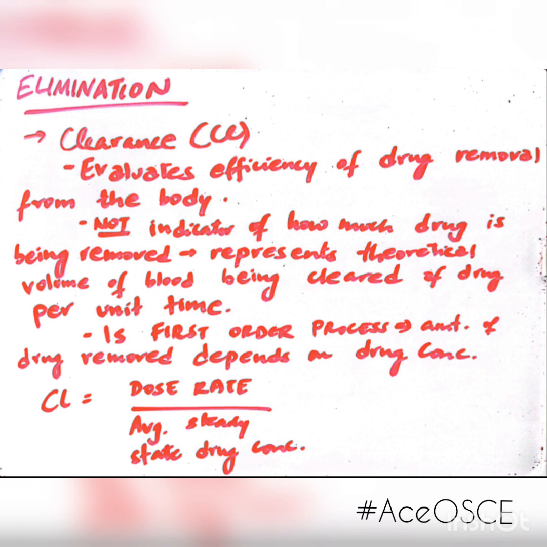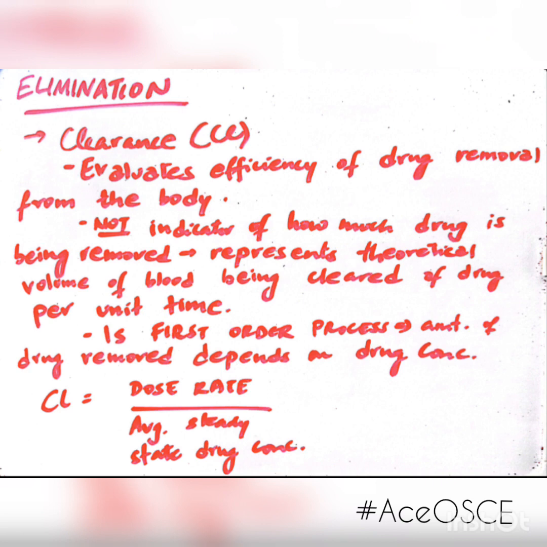Another important concept in this chapter is clearance, or as I have denoted here, CL, which stands for clearance. It evaluates the efficiency of drug removal from the body. It is not an indicator of how much drug is being removed itself. It only represents the theoretical volume of blood being cleared of the drug per unit time. So nothing to do with the drug per se, it is the volume of blood that is being cleared off per unit time. Make sure you do not confuse it with creatinine clearance, which I'll be covering later on in this video. It is usually a first order process, and the amount of the drug removed depends on the drug concentration, as we discussed with the first order processes.